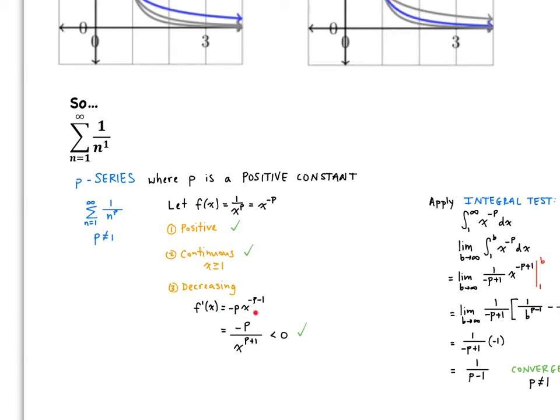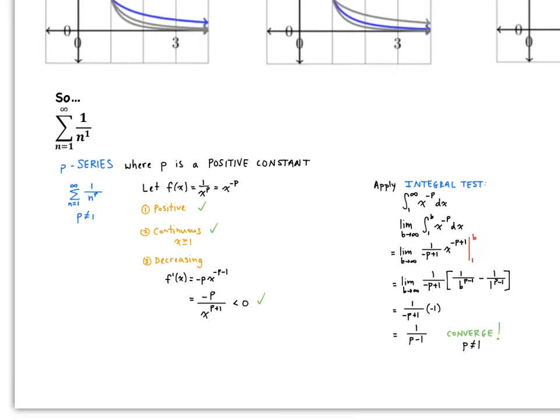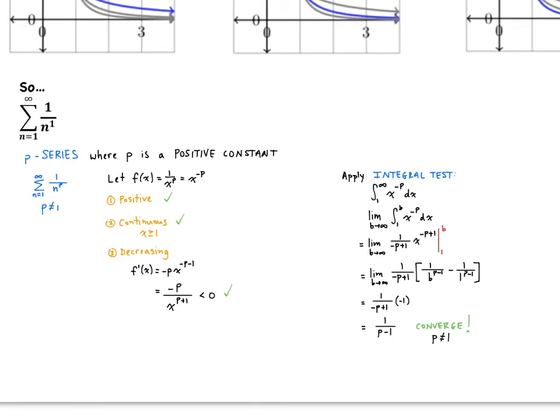So when we take the derivative, we get negative p times x to the negative p minus 1, which we could rewrite. Remember, p is positive, so if we have the opposite of p, that part's going to be negative. This will always be positive, so negative over a positive will always be negative. So it is positive, it's continuous, and it's decreasing, so now we can apply that integral test, okay? So we're going to integrate from 1 to infinity of x to the negative p dx, all right? We have to change it to the limit as b approaches infinity.